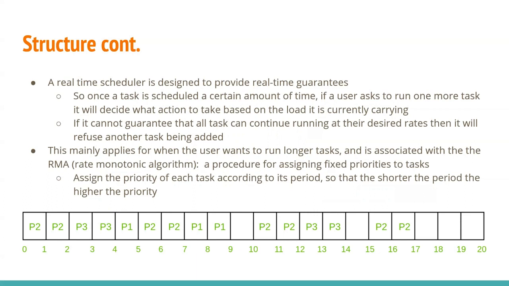This mainly applies for when the user wants to run longer tasks, and is associated with the rate monotonic algorithm, a procedure for assigning fixed priorities to tasks, and assigns the priority of each task according to its period, so that the shorter the period, the higher the priority. So the shorter the task is, the higher it is on the scheduler's priority list.